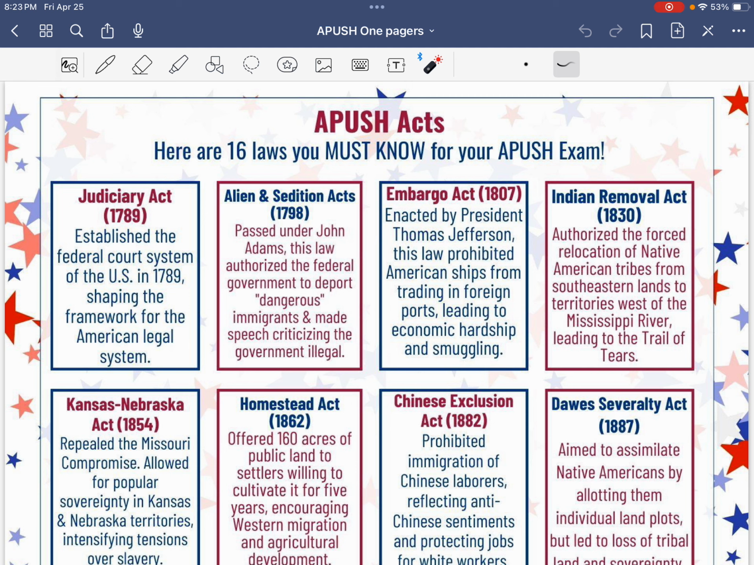particularly New England, because they were merchants and shippers. So it was super unpopular. It was repealed 18 months later, and it just showed that embargo is not the way to go politically.